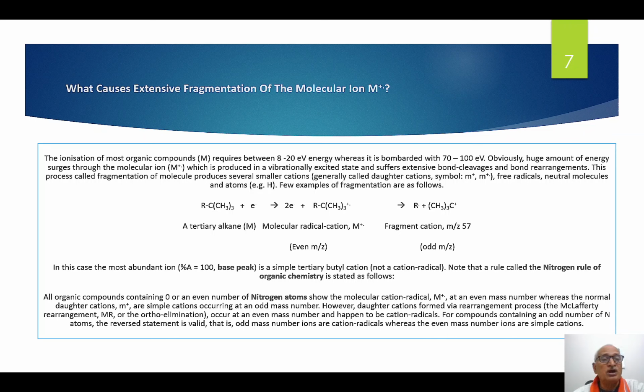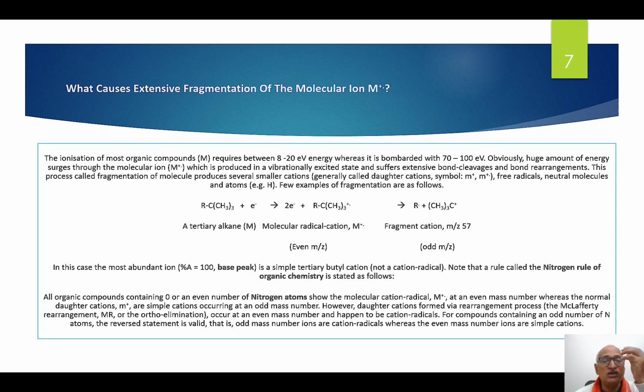This process, called fragmentation of the molecule, produces several smaller cations, generally named daughter cations, with the symbol small m plus and small m plus dot. Also free radicals, neutral molecules, and atoms. But we measure only the positively charged ions. A few examples of fragmentation are as follows.